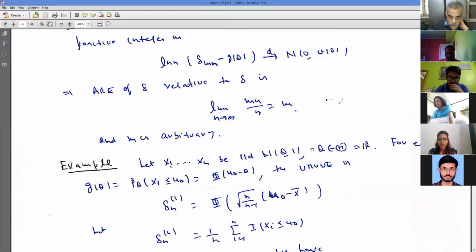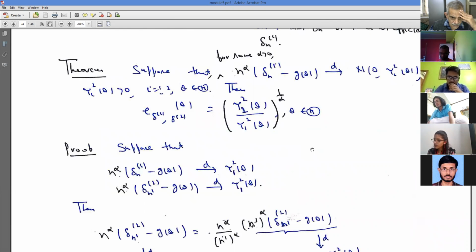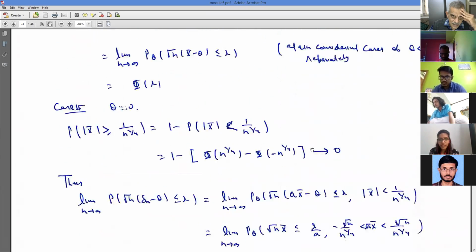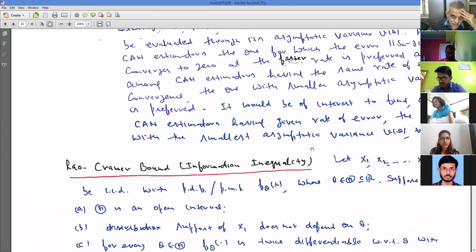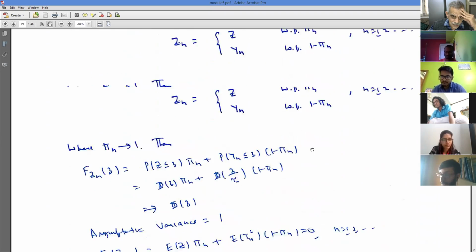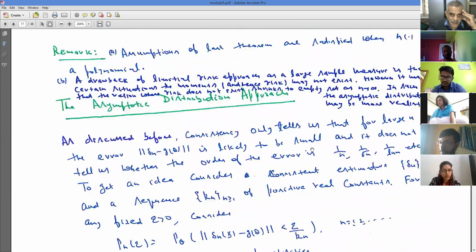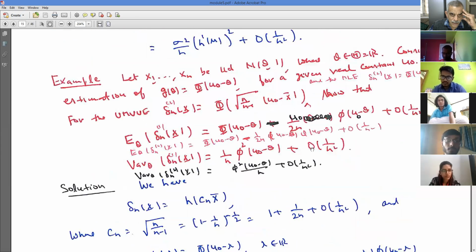Sir, before the limiting distribution approach, when you have given one example on the order of expectation and variance, there in the example, what is the objective? Because you have only derived the expression for expectation and variance. Let me just check which problem you're talking about, normal theta, 1. Yes, sir.